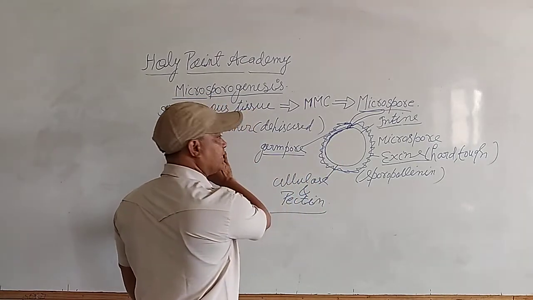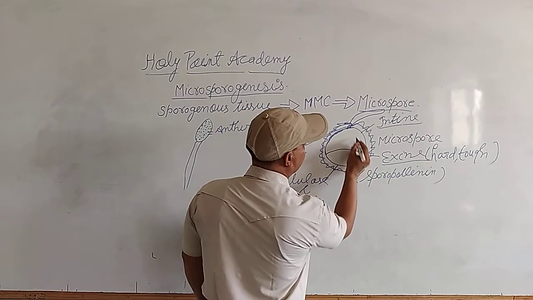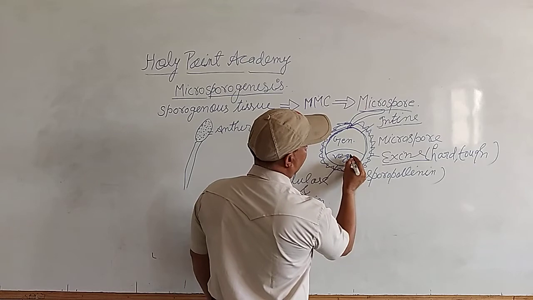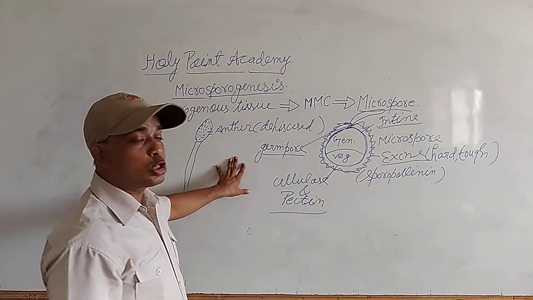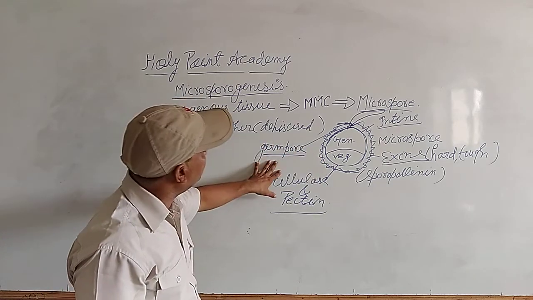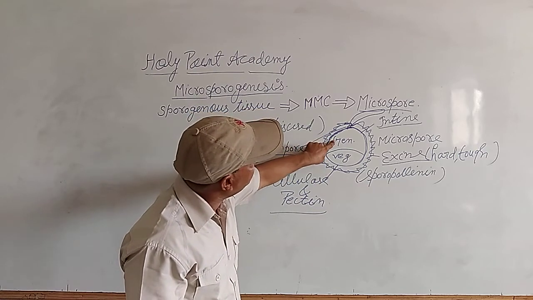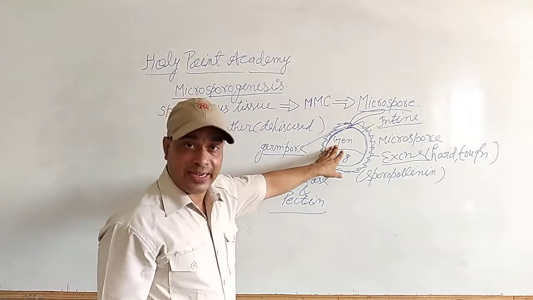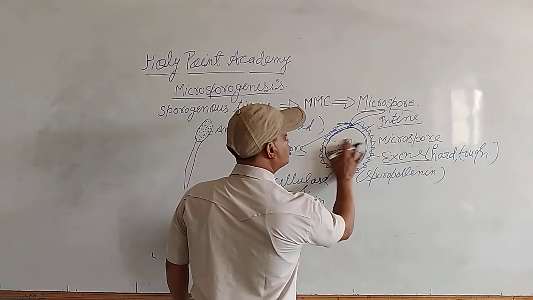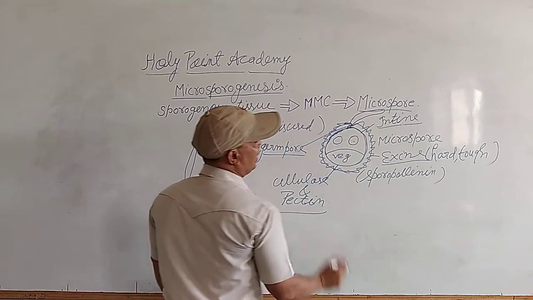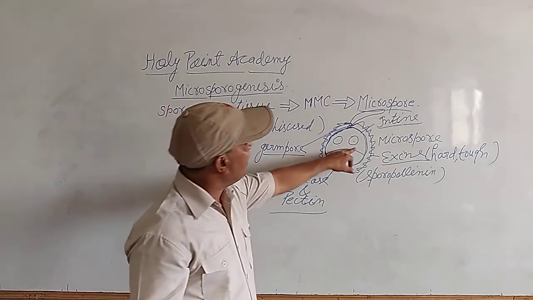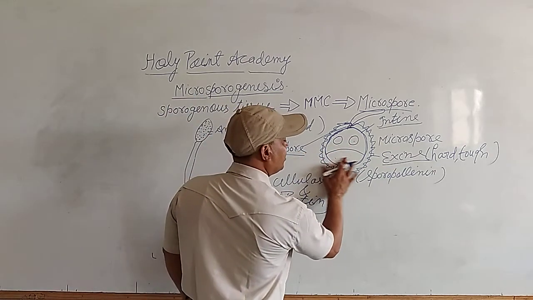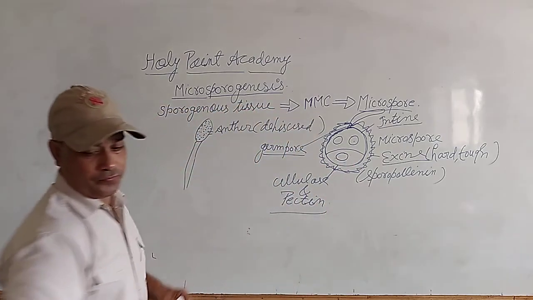Now, in most angiosperms, when the pollen is released from the anther, it is at the two-cell stage: first the generative cell and second the vegetative cell. That means it has two cells or two nuclei, the generative cell and the vegetative cell. But in some cases, the generative cell divides and gives rise to two male gametes. This condition is the three-cell stage of the pollen grain.